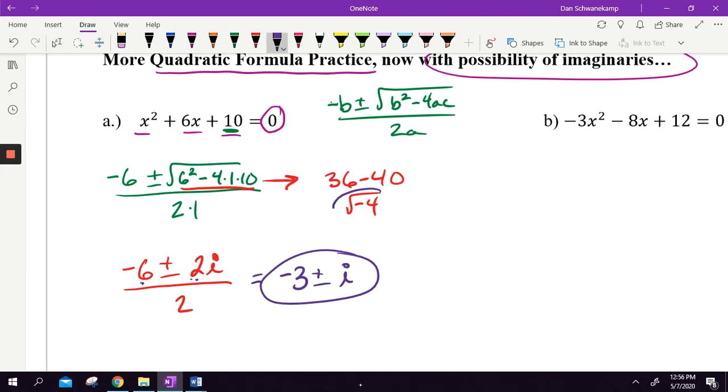We had two imaginary answers, and I knew I was going to do that because the discriminant got me a negative number.